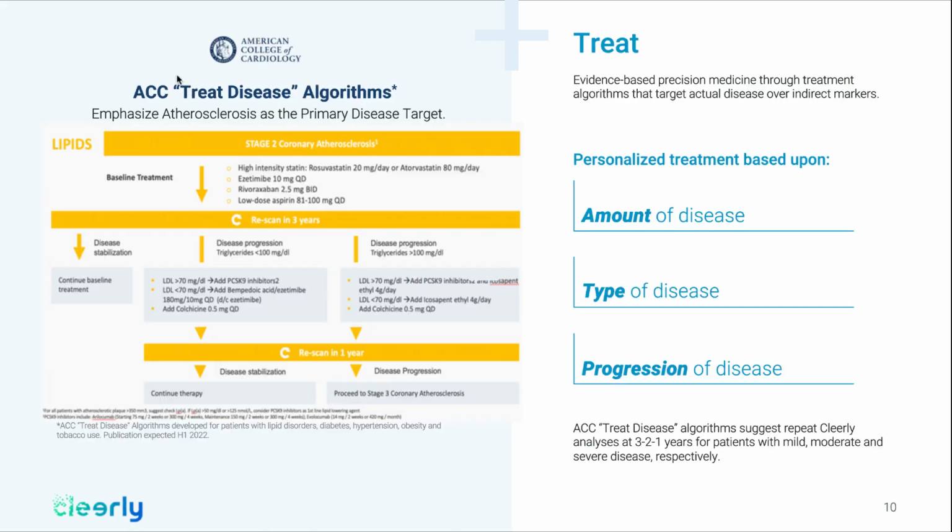American College of Cardiology treat-the-disease algorithms are then utilized based on results to determine how aggressive therapy needs to be. Over time, with further analysis after treatment to determine if there's been disease stabilization or disease progression. Based on those two outcomes, we decide if therapy needs to be even more aggressive. So we determine amount of disease, type of disease, and we can track the progression of the disease over time or prove regression due to the interventions and lifestyle modifications.